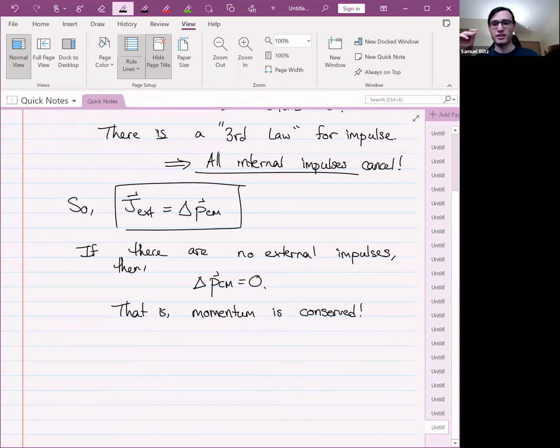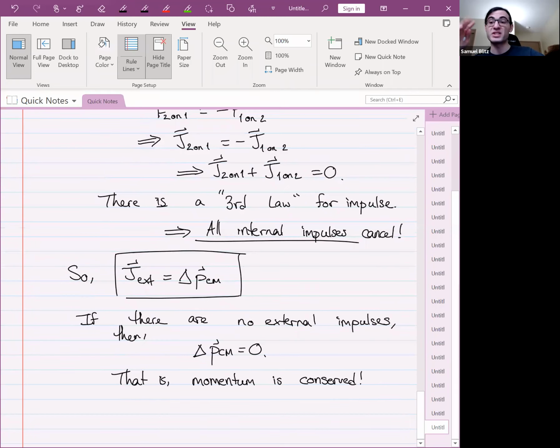Just as an important note, remember that momentum is a vector. Kinetic energy is just a scalar, it's just a number, but momentum is a vector. And so really, when we write delta P equals 0, that's really like 3 equations, right? Assuming you're working in 3 dimensions. That means that the x component of the momentum is 0, the y component of the momentum is 0, and the z component of the momentum is 0.